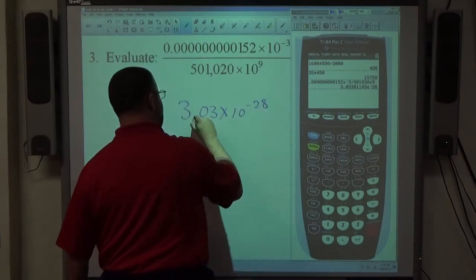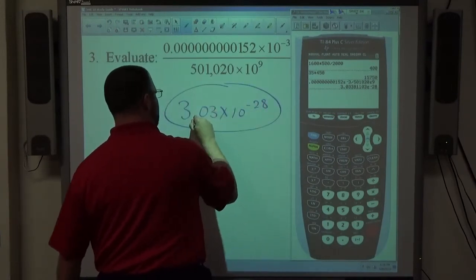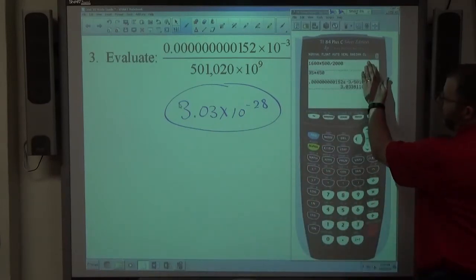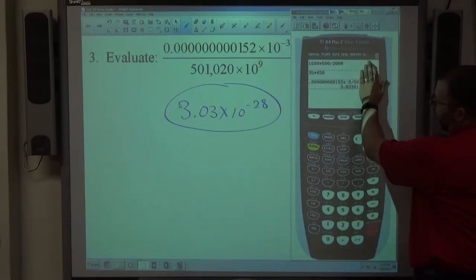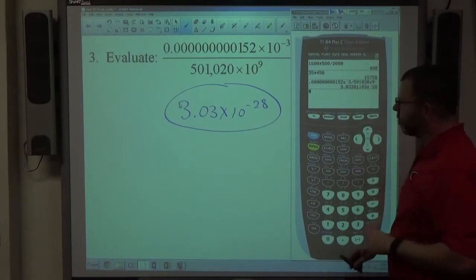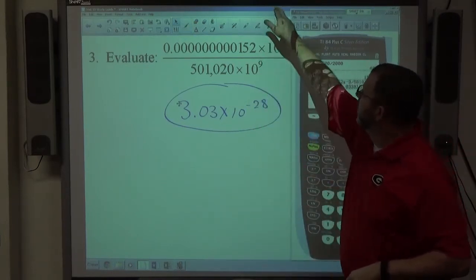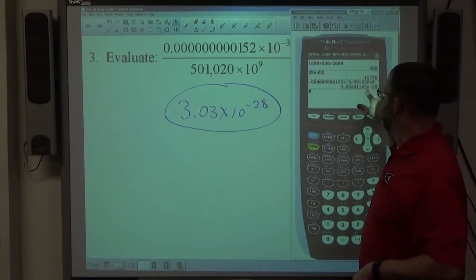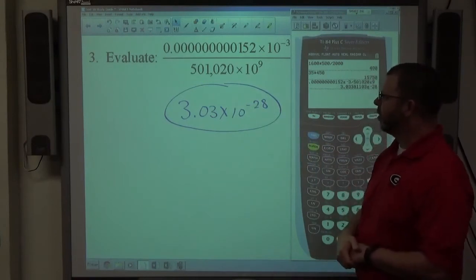And please write it in good scientific notation structure. Don't write it like some number, E negative 28. I've seen people forget all about the E over there and just write 3.03, but the times 10 to the 28th, the negative 28th is right there. So make sure that you know how to enter a scientific notation in your calculator, know how to translate a scientific notation answer back to good form on your test.